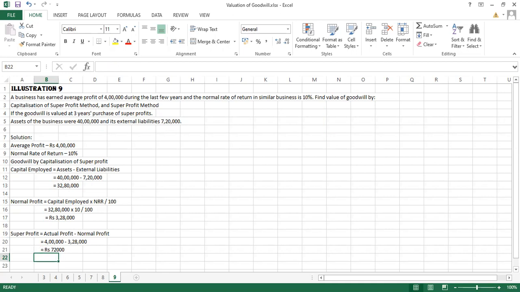Now we know the formula of calculating the goodwill by capitalization of super profit. So let's write down the formula. So goodwill is equal to super profit into 100 divided by NRR.